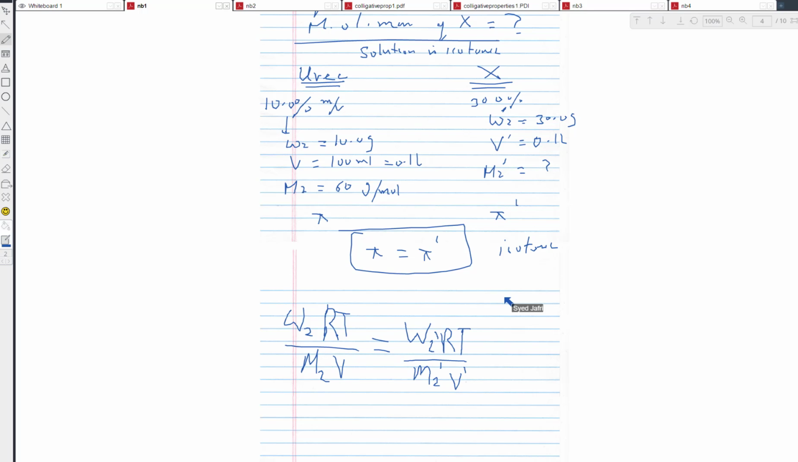The R and the T, I'm trying to think if I can get rid of those somehow, or they'll still play into the mix. I'm trying to solve for M2 prime. So what I'm going to do is flip them. If I flipped them, M2 prime is equal to, I'll flip this one, M2 V times W2 prime.